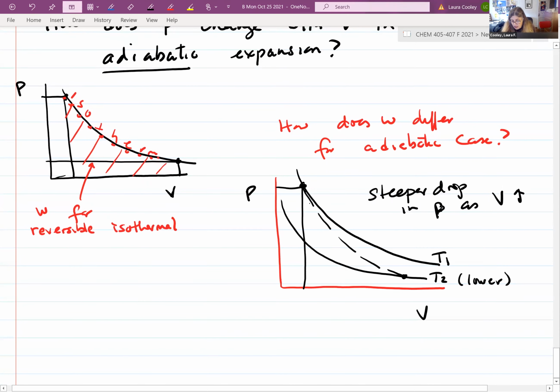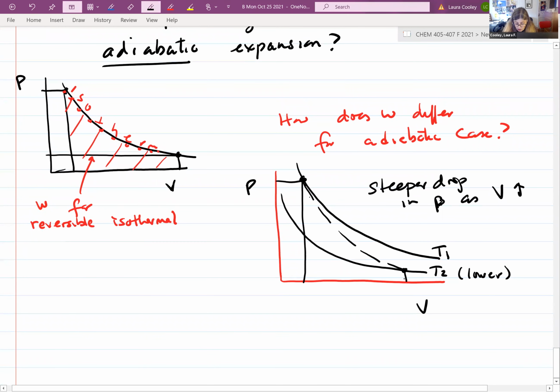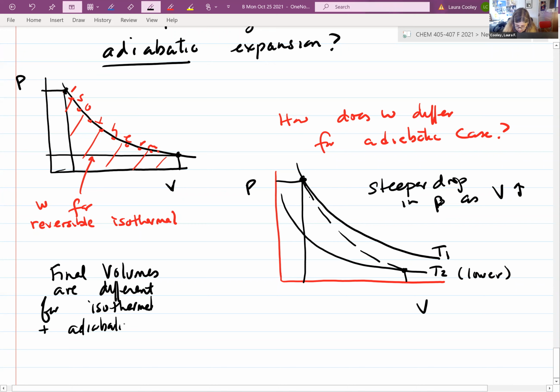So, you could see that according to the slope issue, you have a steeper slope here. So you're going to have less work done, but it's not even fair to compare because the final volumes are different for the isothermal and adiabatic cases.